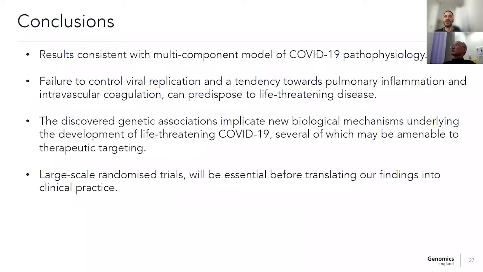Next slide. So to conclude, the results are consistent with a multi-component model of COVID-19 pathophysiology. The failure to control viral replication and a tendency towards pulmonary inflammation and intravascular coagulation can predispose to life-threatening disease. And the discovered genetic associations of this study implicate new biological mechanisms underlying the development of life-threatening COVID-19, several of which we believe may be amenable to therapeutic targeting. Of course, large-scale randomized trials will be essential before translating our findings into clinical practice.